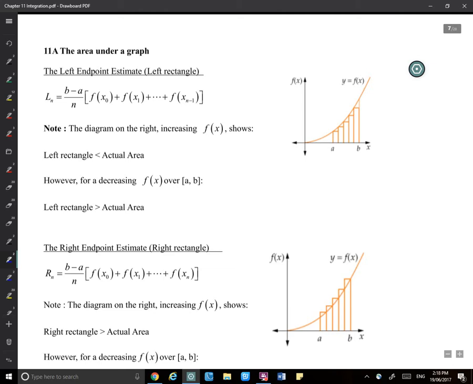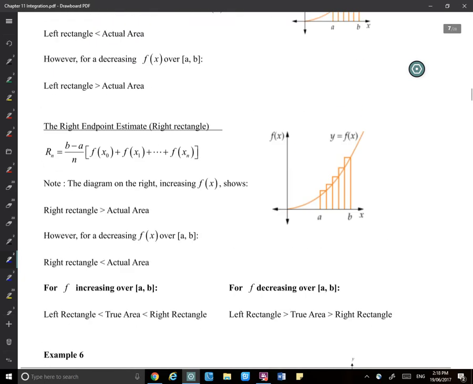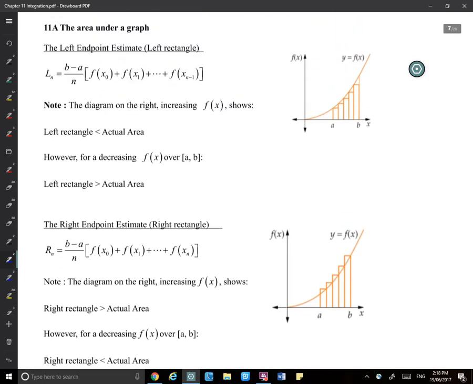Okay, back to 11A. Some class might teach that last year, some class might not. We're talking about the area under the graph. We have a couple of ways to find the estimate area.